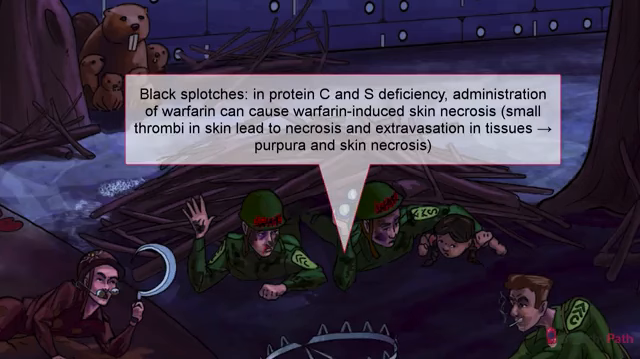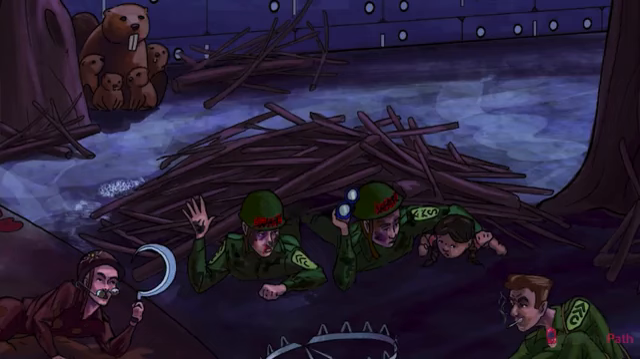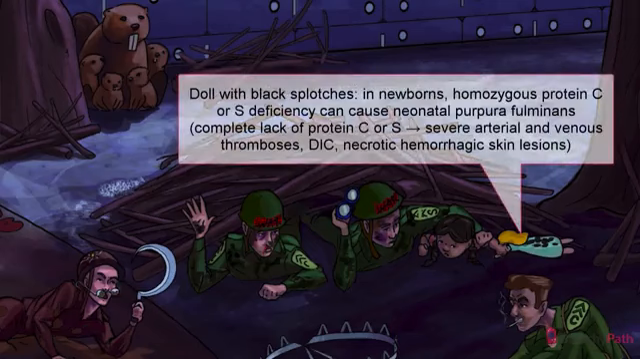Treatment of warfarin-induced skin necrosis, logically enough, involves stopping warfarin, giving protein C, and starting a different anticoagulant until the symptoms resolve. One last and extremely rare complication of protein C or S deficiency is a condition called neonatal purpura fulminans. This condition only occurs in babies who are homozygous for the mutation causing protein C or S deficiency. As a result, affected infants completely lack these anticoagulant proteins.